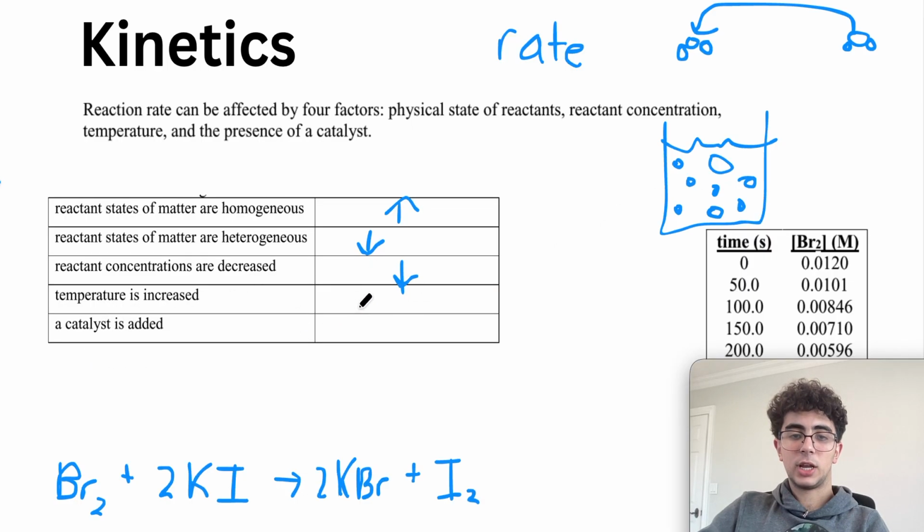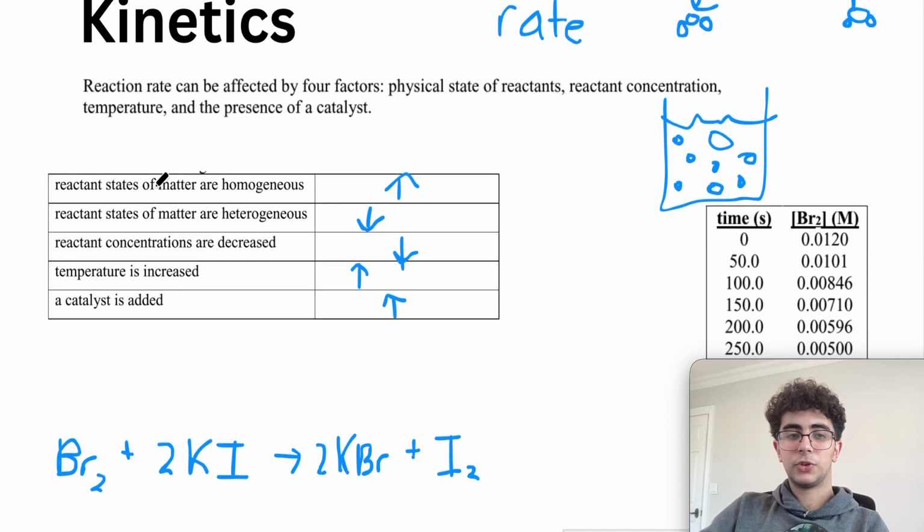Imagine the temperature is increased. If the temperature is increased, the molecules will have more energy, so they'll collide faster and harder, and more of them will meet the activation energy. So the rate will increase if the temperature is increased. Catalyst we'll talk about in a future video. Basically it lowers the activation energy, so the rate will increase. We'll talk about that later in another video.